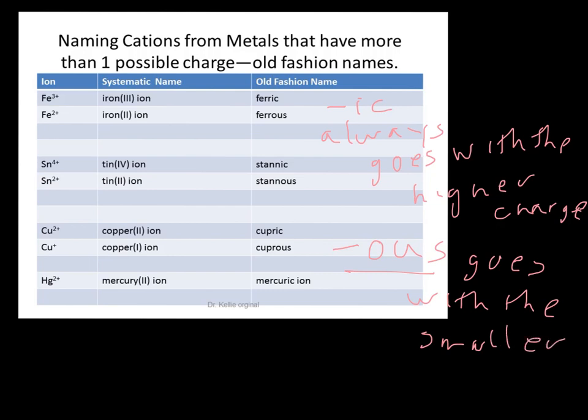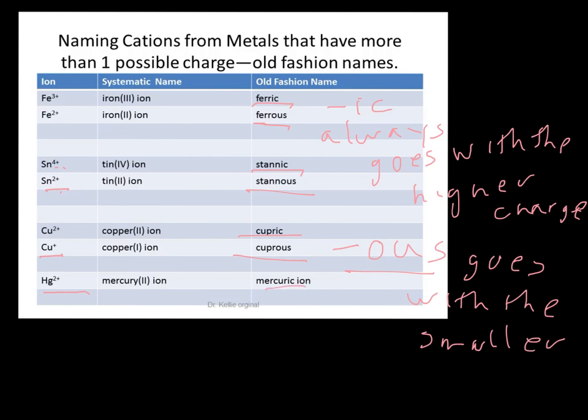Iron can be 2 or 3. 2 is smaller, so it's ferrous. 3 is higher, so it's ick. 4 or 2: 4 is higher, so it's the ick. 2 is lower, so it's the us. 2 and 1: 2 is higher, so it's the ick. 1 is smaller, so it's the us.